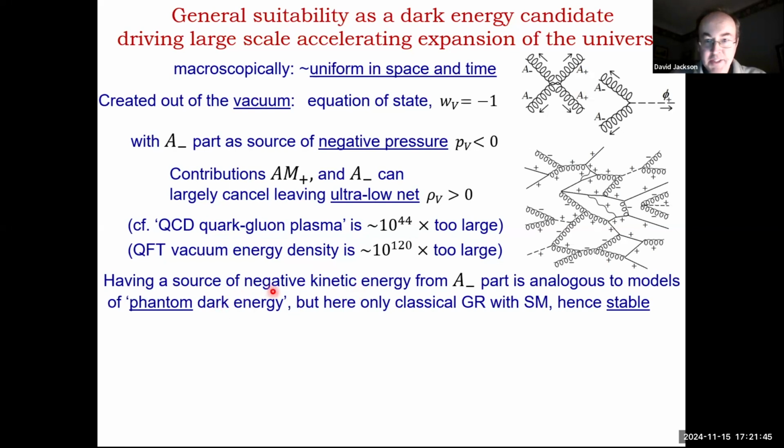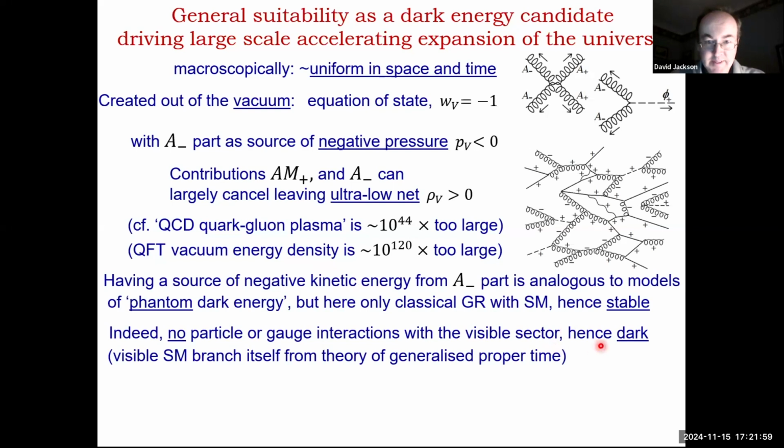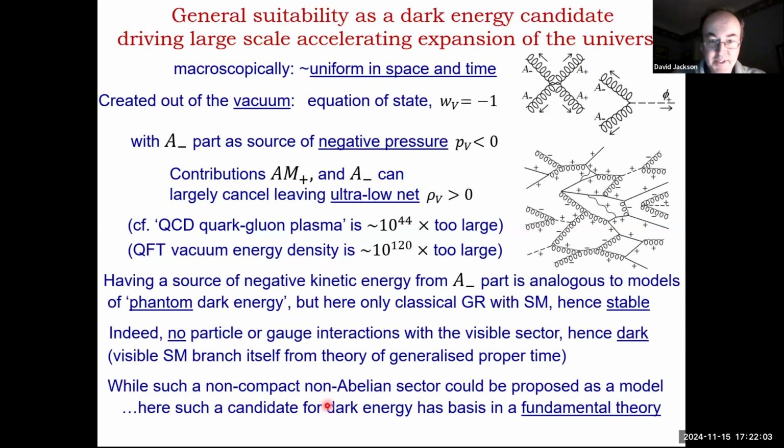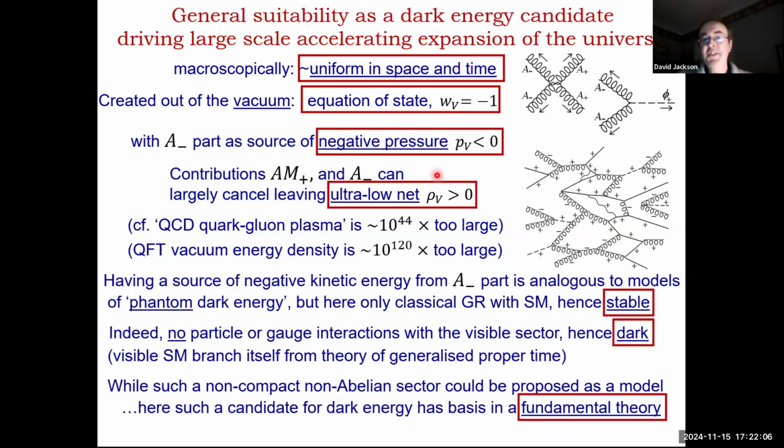Yeah, I think this is your point here. So it's analogous to models with phantom dark energy, but here, because we've only got a classical GR link within the model, it's in principle stable from the point of view of elementary particle interactions. And it's also dark because of that reason. It also comes from a fundamental state. This has the general properties that you would look for in a dark energy sector. Although this is a more speculative end of the theory, it is possible to identify something like a dark energy model through these negative energy states, I think.